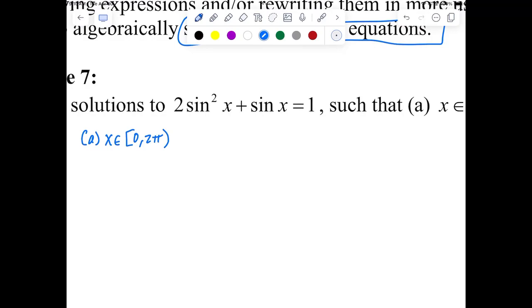So 2 times the sine of some angle squared plus the sine of that angle equals 1 for some angles on the unit circle. Does anyone know what that angle is just by looking at it? The sine of some angle squared times 2 plus the sine of that angle equals 1.